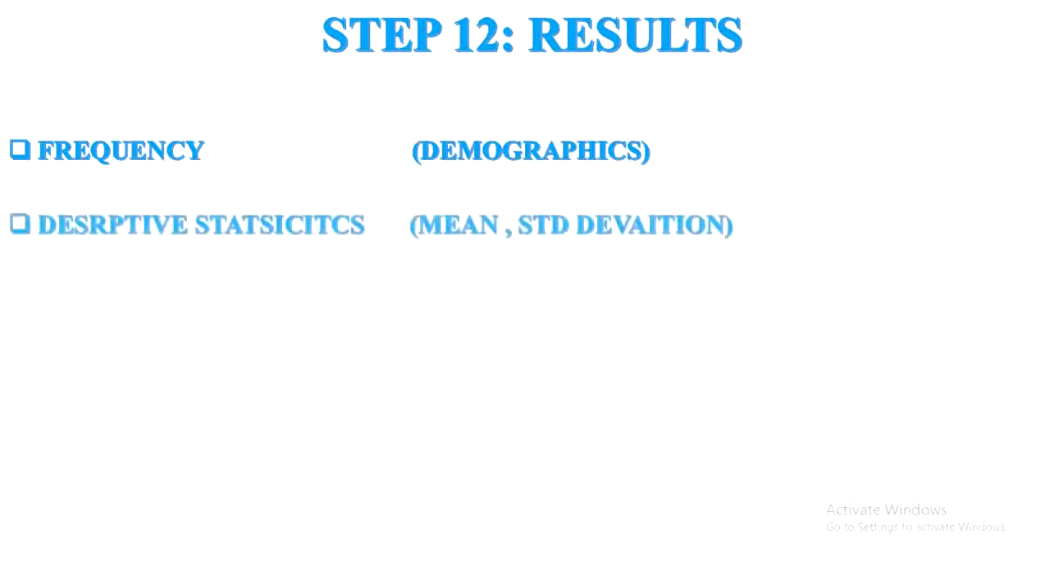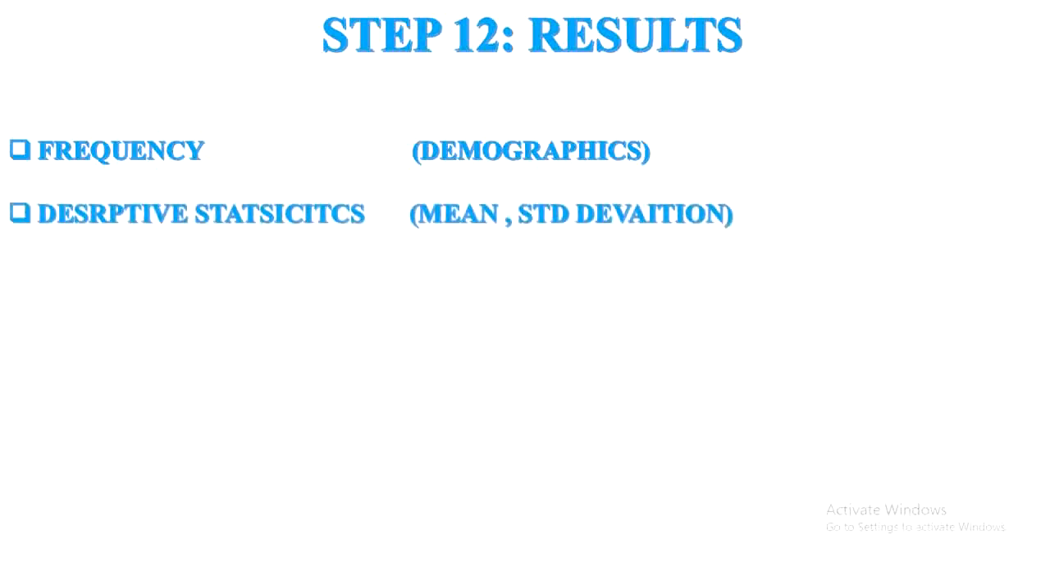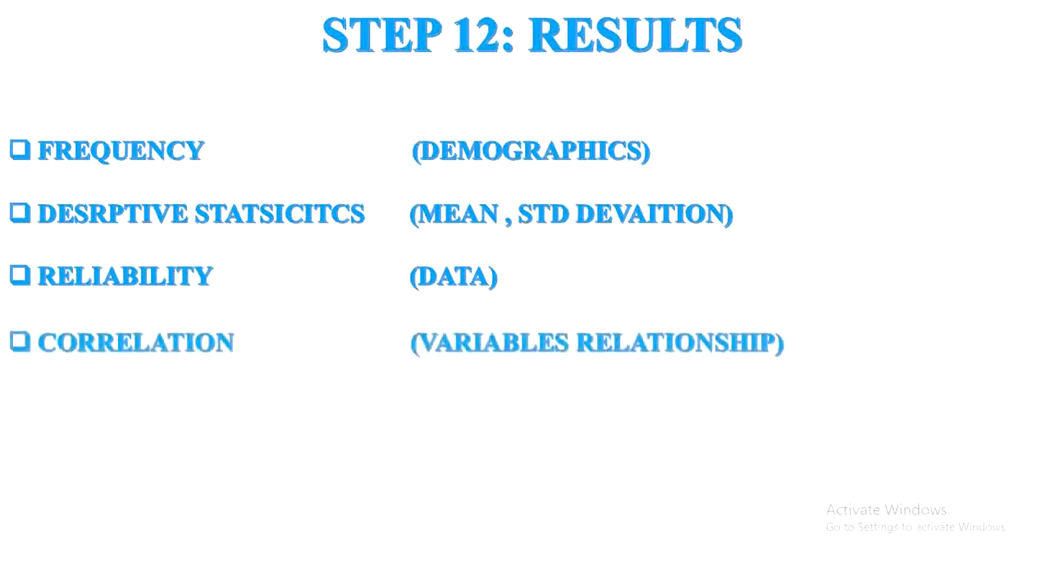Then comes your descriptive statistics. Sorry for the spelling mistakes. Then the descriptive statistics shows the mean and standard deviation of your variables. Then comes your reliability. It shows how reliable your data is to use for your research. Then comes the correlation. It shows the variables' relationship with each other. The variables can be your independent and dependent variables.